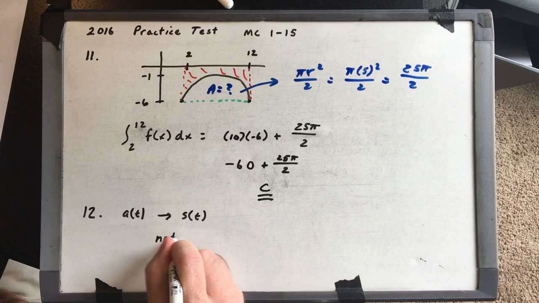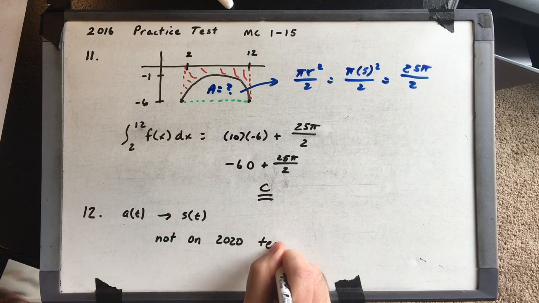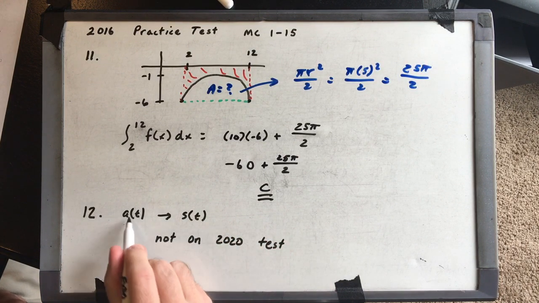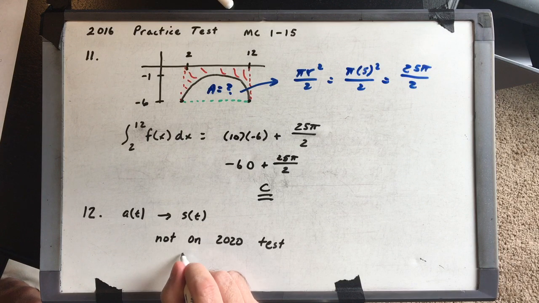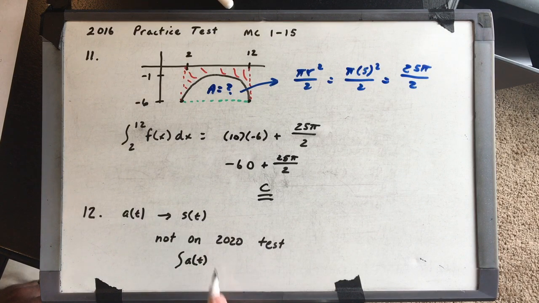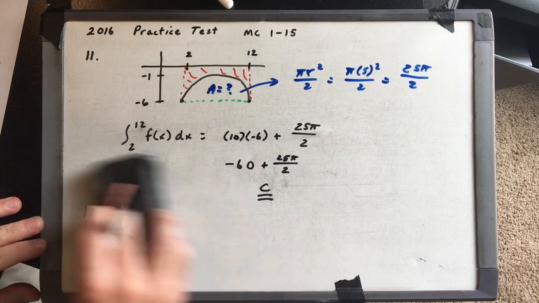So this is not on the 2020 test. If you started with position and went to acceleration, you'd be taking derivatives. That could be on the 2020 test. But there's no integration, no velocity acceleration type problems where you integrate on the 2020 test. So, all right, although, you know, it's too bad because I know you know how to do that.